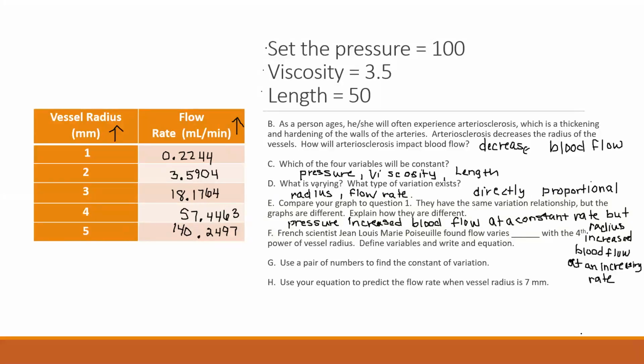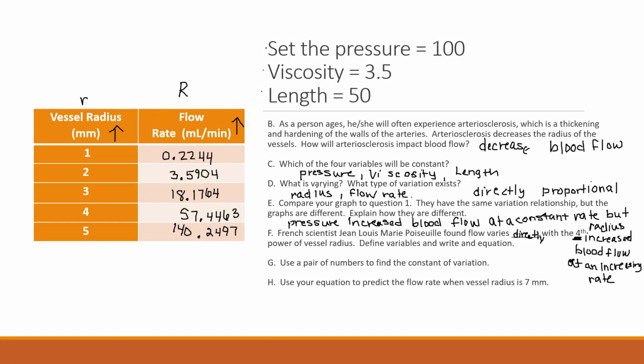Letter F, the French scientist found that blood flow varies, and I'm going to fill in the word directly here because we notice both increase, which is the direct variation or directly proportional relationship, with the fourth power, so that's super important, of vessel radius. We're to define variables and write our equation. So I'm going to use R, lowercase r, for radius. I'm going to use uppercase R for rate. You can use different letters if you find the two R's to be confusing.